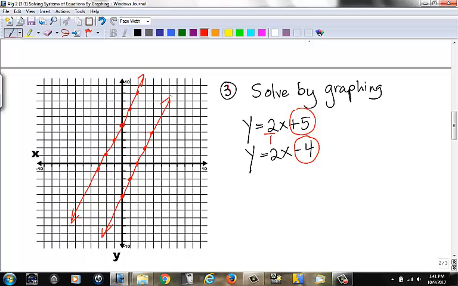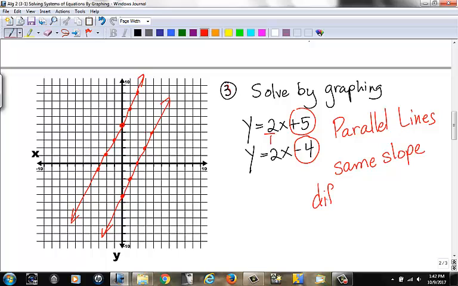So when you graph these, it's a special case where they are parallel lines. They have the same slope, different y-intercepts. As soon as you know they have the same slope and different y-intercepts, they cross the y-axis in different points, then they have to be parallel lines.